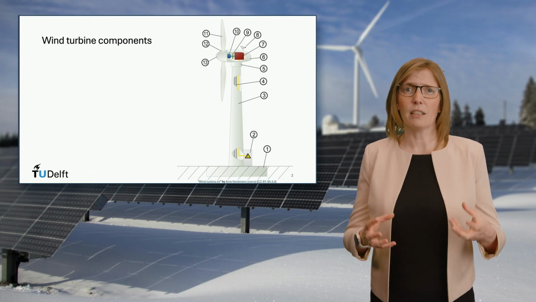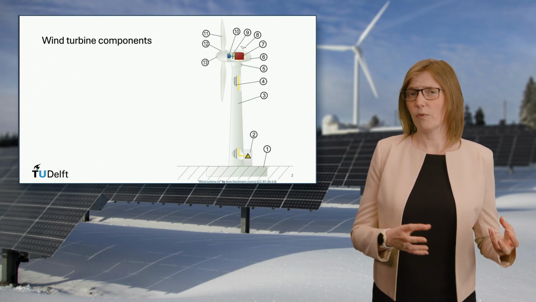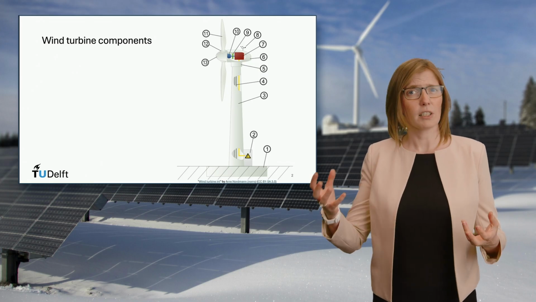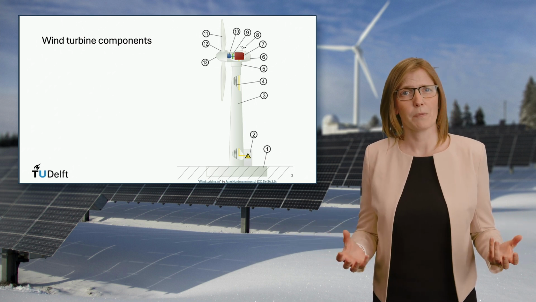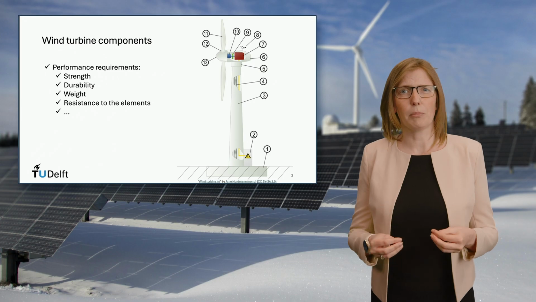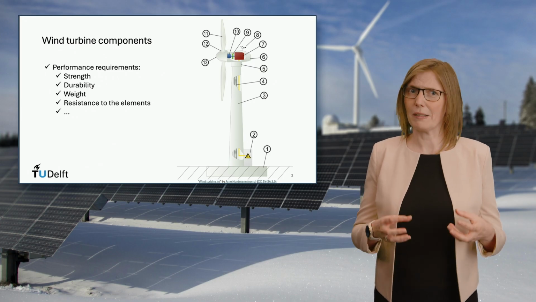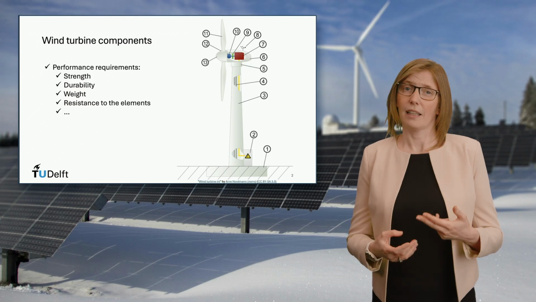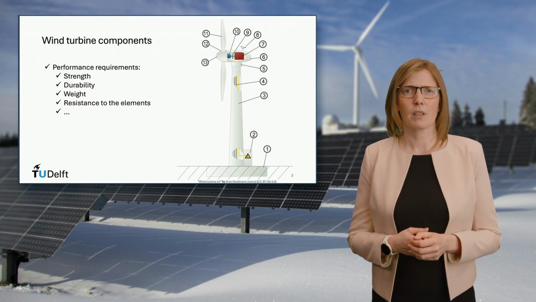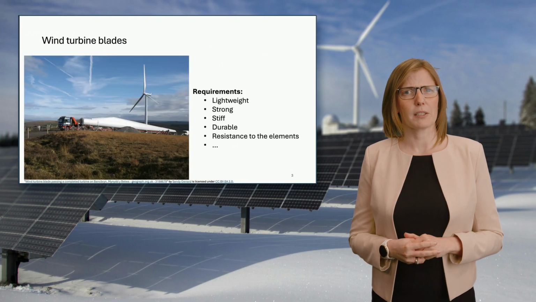We covered the main components in the previous video: the rotor blades, nacelle, gearbox, generator, tower, and various other systems. The materials used in each component must meet specific performance requirements, including strength, durability, weight, and resistance to the elements. Let's start with the wind turbine blades.